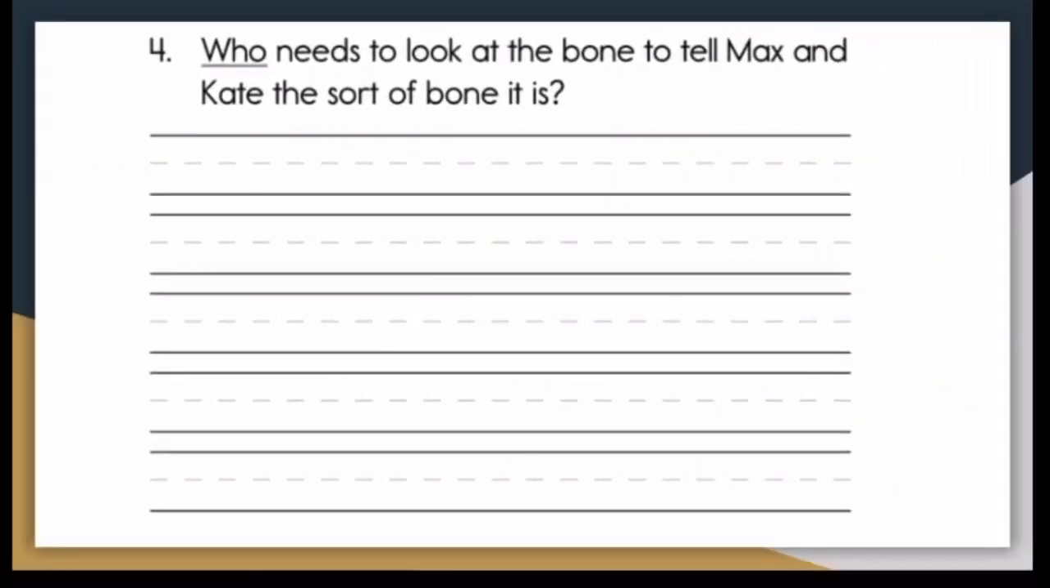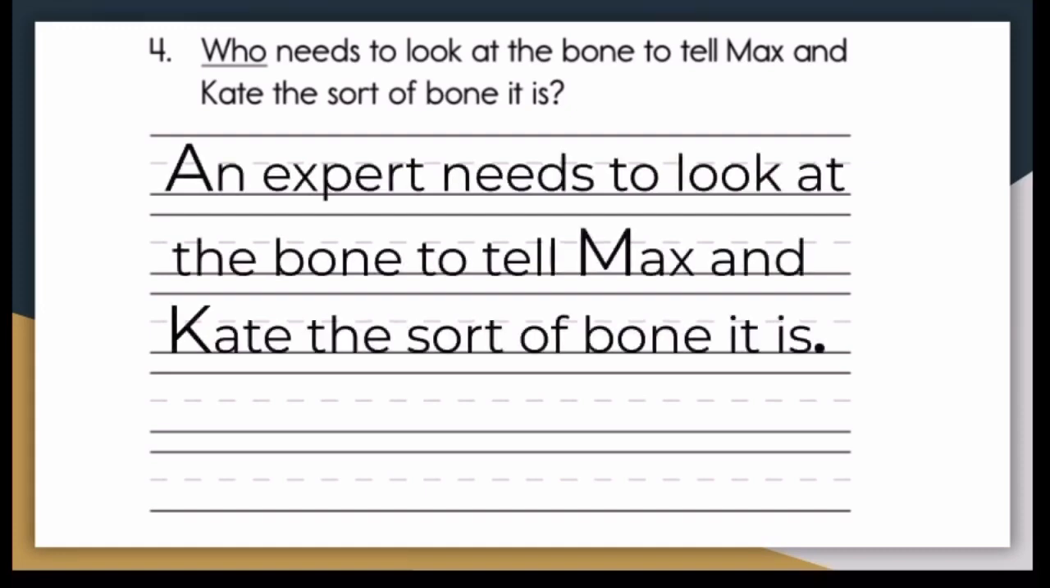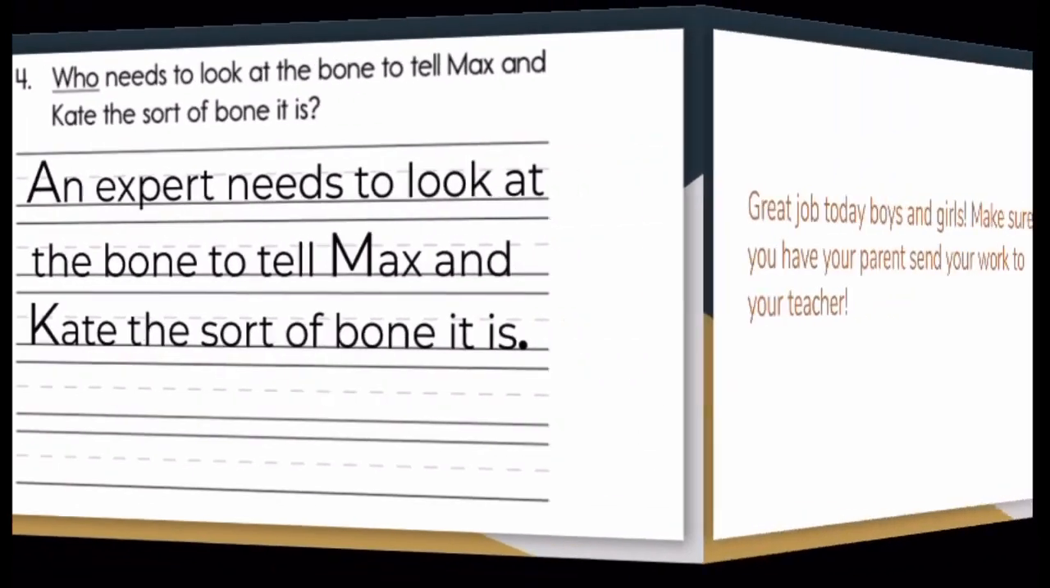Number 4. Who needs to look at the bone to tell Max and Kate the sort of bone it is? An expert needs to look at the bone to tell Max and Kate the sort of bone it is. Make sure when you're writing, you use your finger spaces and there are no floating letters. You can pause the video if you need time to write.